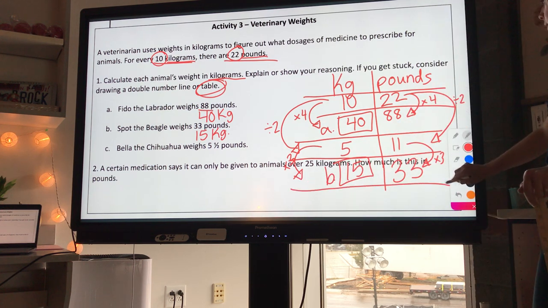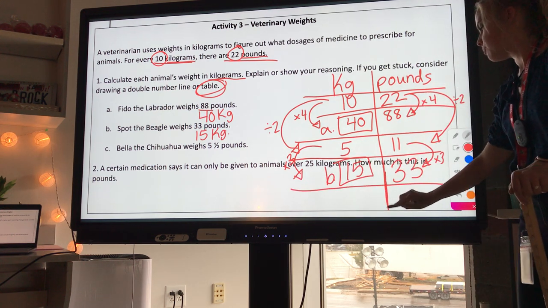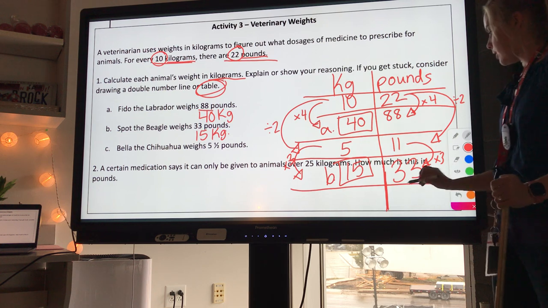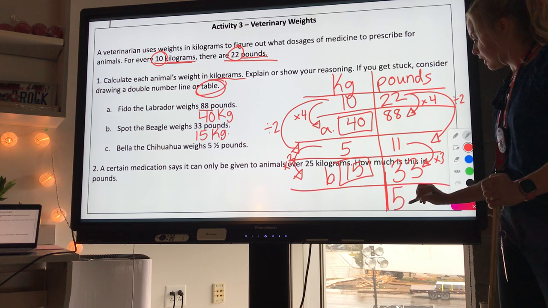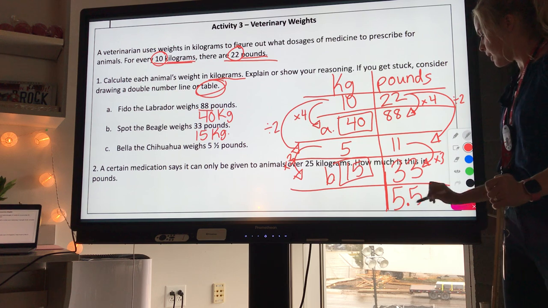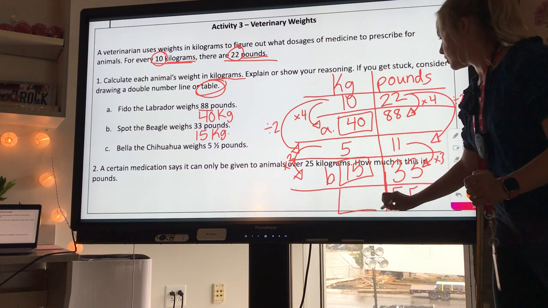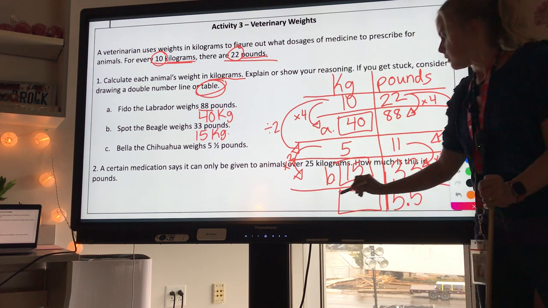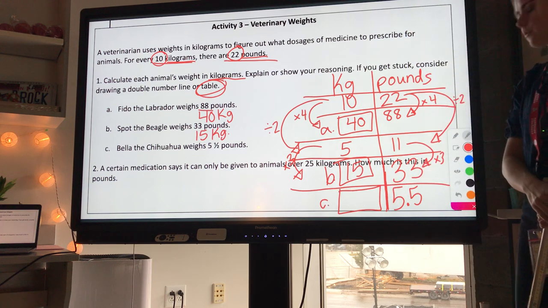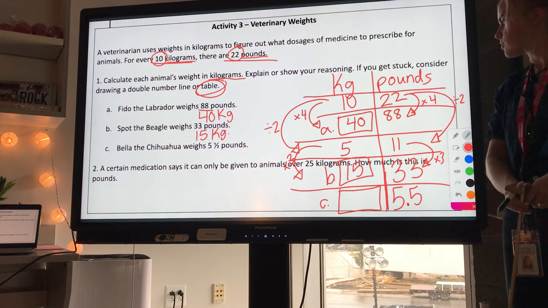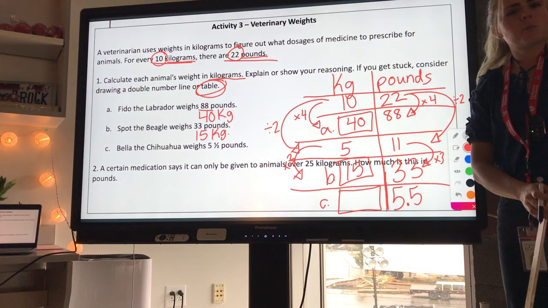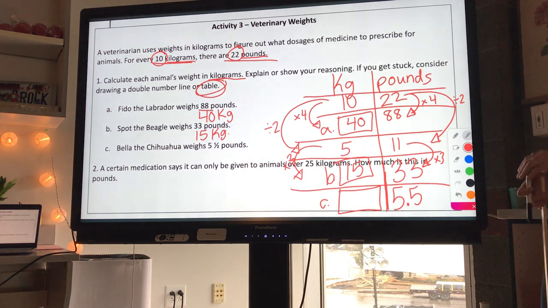Okay, now we have 5.5 pounds. So we're gonna put 5.5, and you can write 5.5 or you can write it as 5.5 pounds. We're trying to see what would go here on our table. This is for question C. How many kilograms is 5.5 pounds? Again, each time you could come up with a unit rate, right? Or you can use your other ratios.